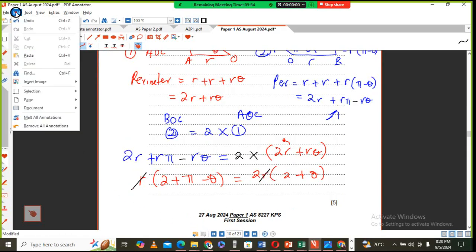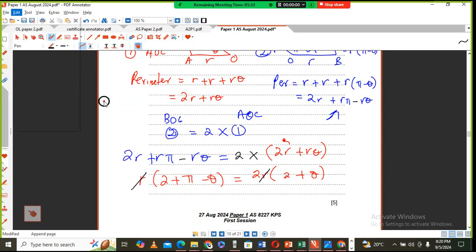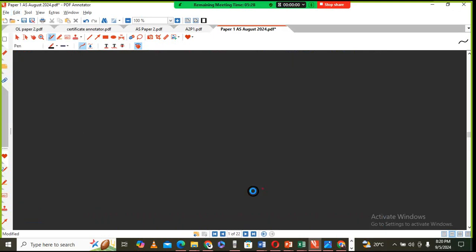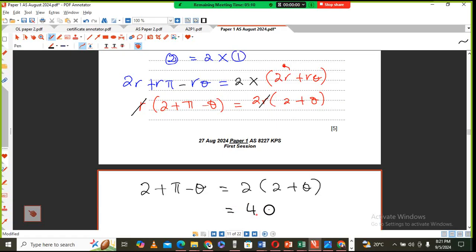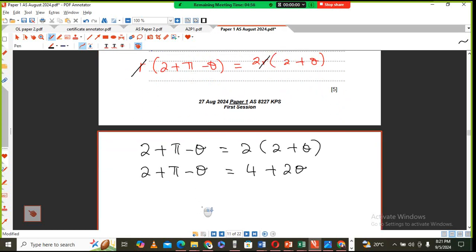I'm just going to add a page. Don't worry, the screen didn't disappear. So now I'm left with 2 plus pi minus theta is equal to 2 in brackets 2 plus theta. So it's quite a complex scenario, this one. This side you have 4 plus 2 theta. Here, there's nothing you can do. It's just 2 plus pi minus theta. Together so far? All right.